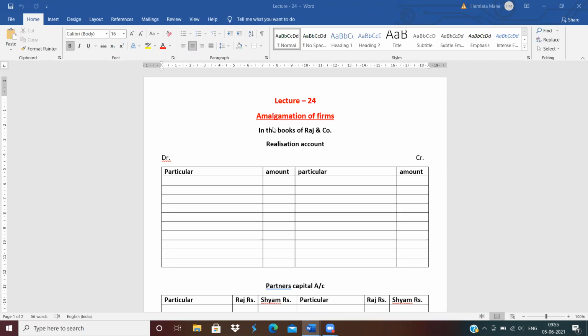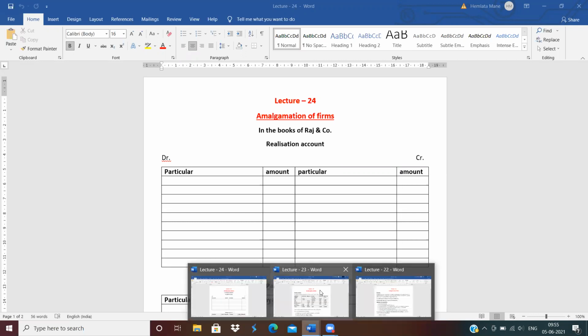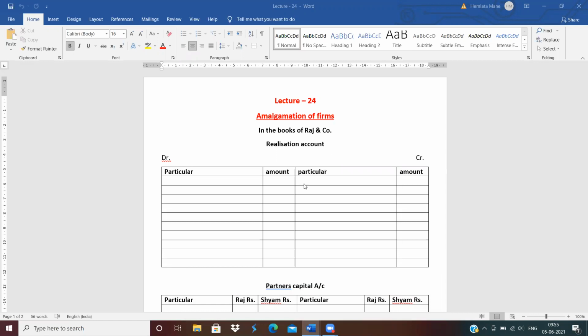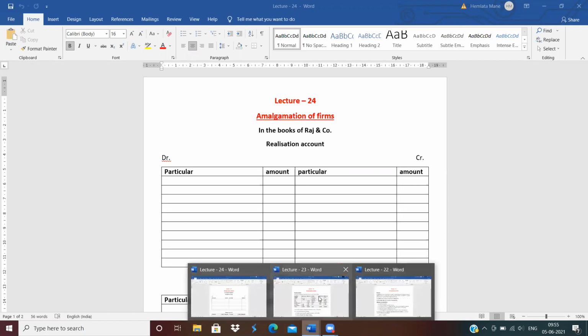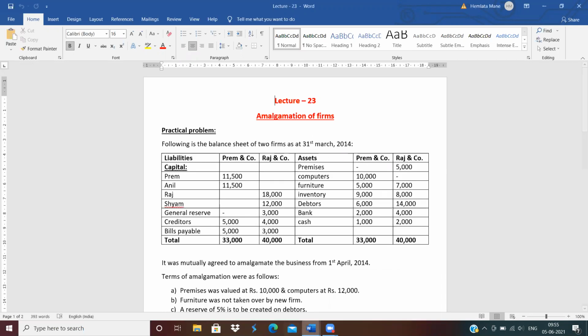In the last lecture, we prepared the necessary accounts in the books of Prem Company. In this lecture, we will prepare the necessary accounts in the books of Raj Company. Okay, so see, first journal entry.